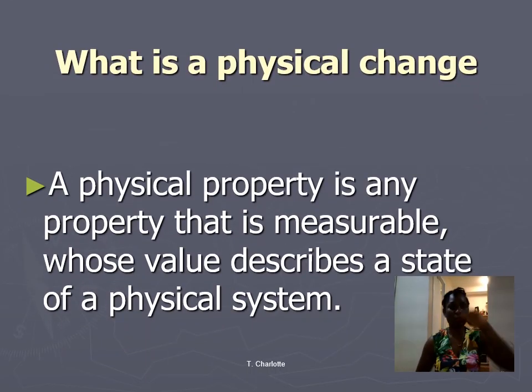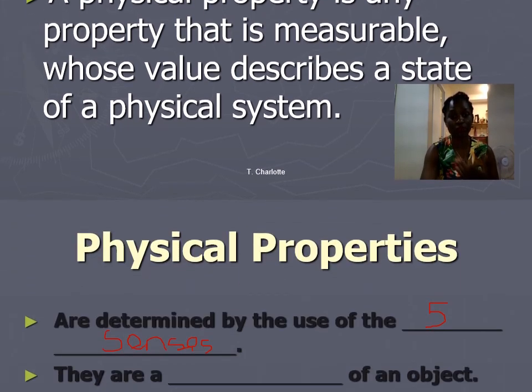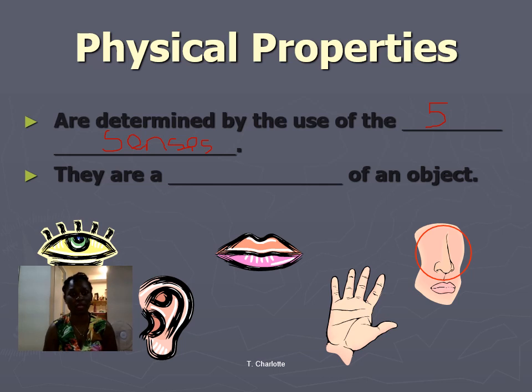The first thing we look at would be a physical change. Before we look at the physical change, let's go to what a physical property is. A physical property is any property that is measurable, whose value describes a state of a physical system. Don't worry about the terms. Properties just means description. Physical means the things that you can see, feel, touch, and hear. So to know your physical properties, we would use our five senses.